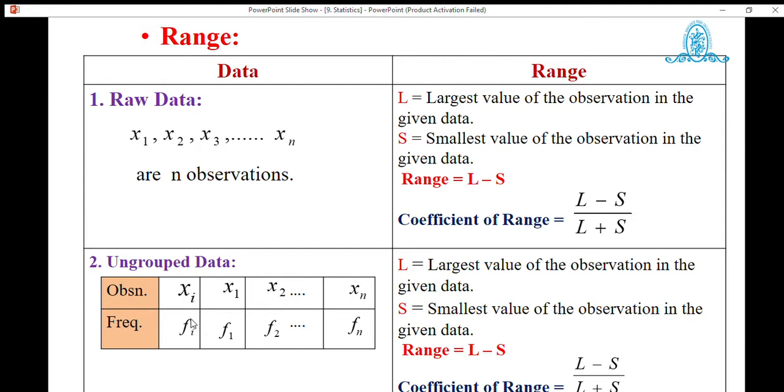In ungrouped data, capital L and capital S stand respectively for the largest value of the observation in the given data, that is the largest value of x, and the smallest value of x. So in that case again range will be L minus S. For raw data and ungrouped data, the formulae are the same: L minus S, and coefficient of range means L minus S upon L plus S. For both types of data, we just have to consider the x values and not the frequencies.